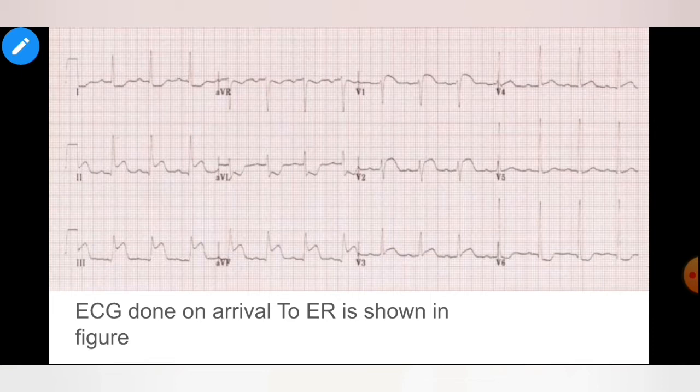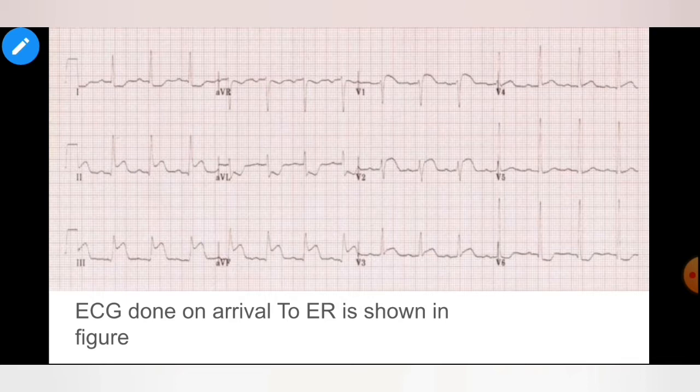Next thing to do is to calculate the rate. The way you do it is to count the number of small boxes between two QRS complexes. So let's count here. It's almost 17 or 18. So now you take 1500 and divide it by the number of small boxes between two QRS complexes. So here 1500 divided by 18, it's somewhere around 84 beats per minute, and it's regular.